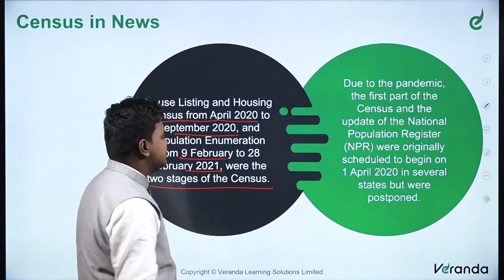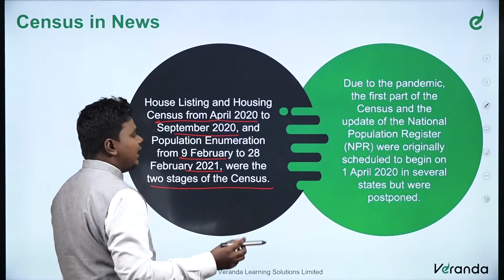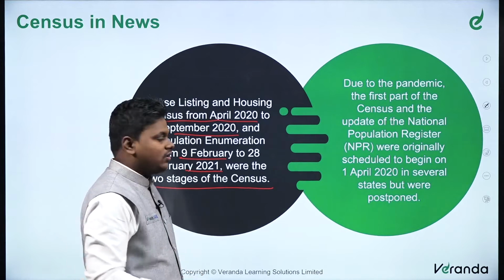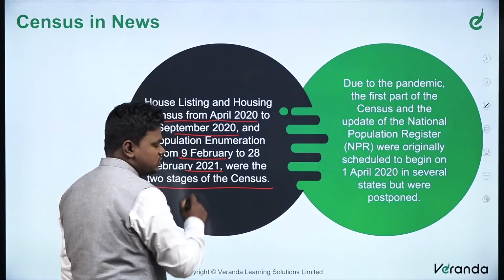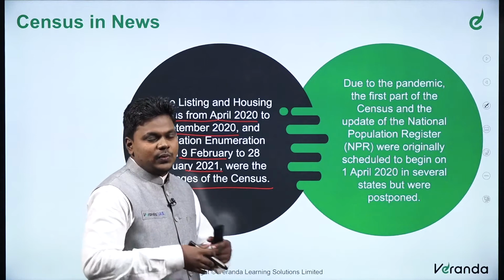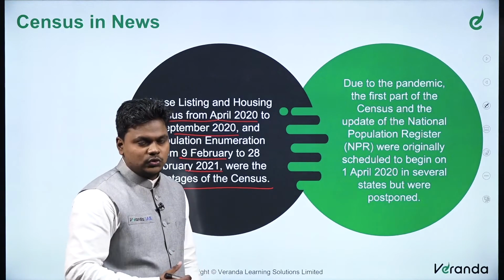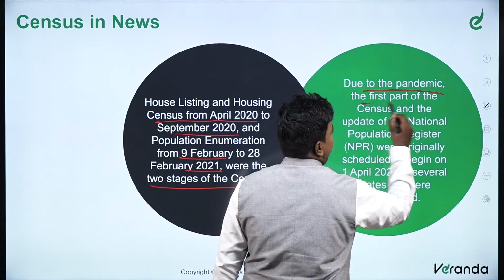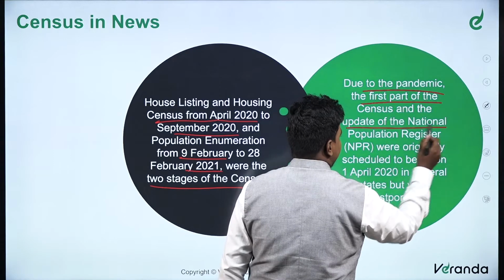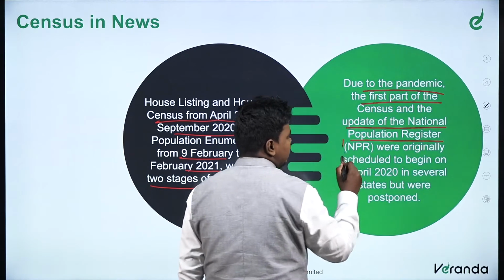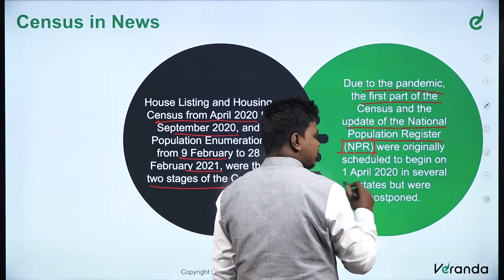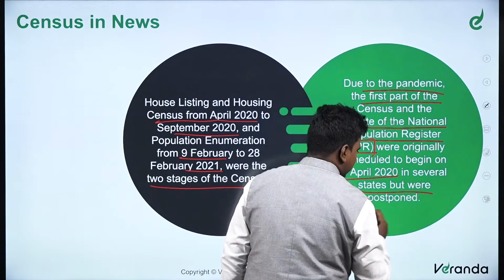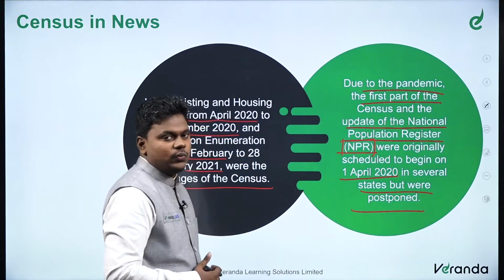What are the two stages? It's house listing and housing census, and then the population enumeration, which was planned to be conducted from 9th February to 28th February 2021. But because of the prevailing situation, this census got postponed to the next year, that is 2022. Due to the pandemic, the first part of the census and the update of the National Population Register, NPR, were originally scheduled to begin on 1st April 2020 in several states, but were postponed. So, these schedules were postponed.